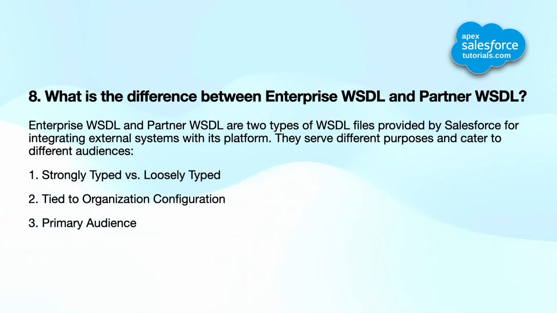Three, primary audience. Enterprise WSDL is primarily intended for customers who want to integrate their Salesforce organization with external systems while leveraging their specific data model and customizations. Partner WSDL is designed for partners and developers who are building applications or integrations that need to be compatible with multiple Salesforce organizations without relying on organization-specific details.